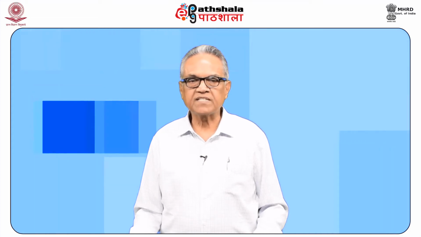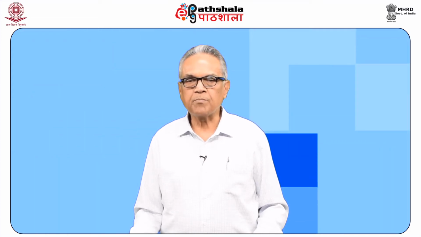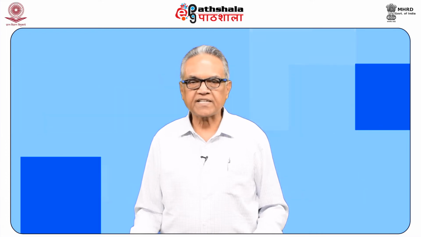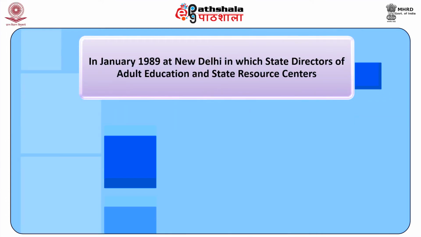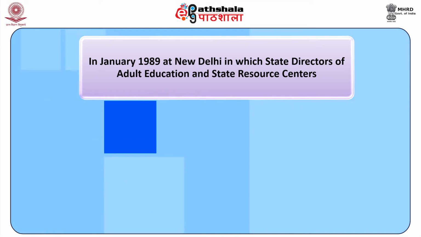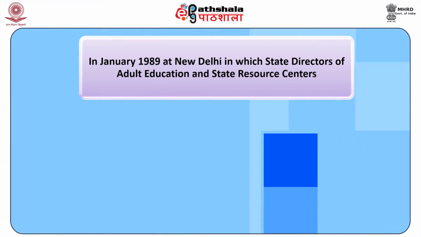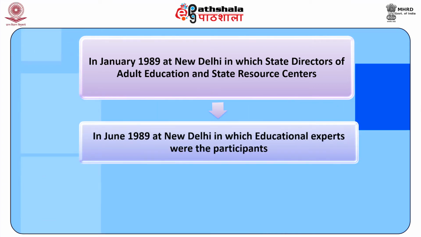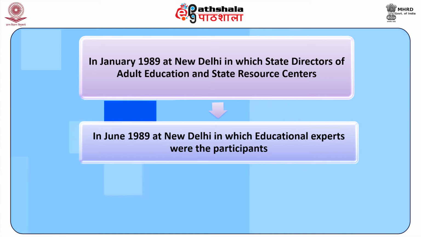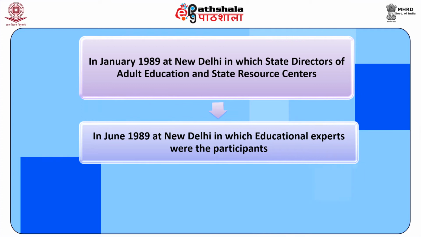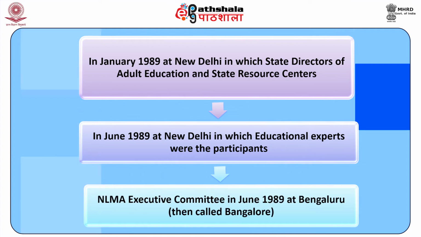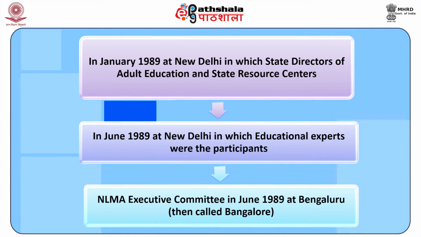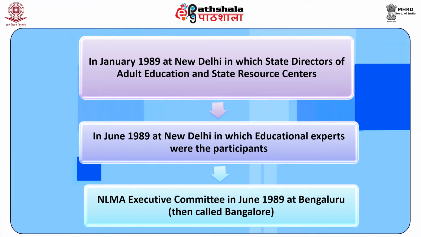In light of these conclusions, 3 more important meetings were held in quick succession. One was in January 1989 at New Delhi, in which the state directors of adult education and state resource centers participated. The second one was in June 1989 at New Delhi, in which the educational experts were the participants. And the third one was the NLMA Executive Committee in June 1989 at Bengaluru, then called Bangalore.